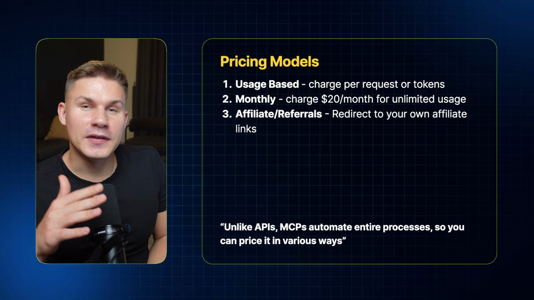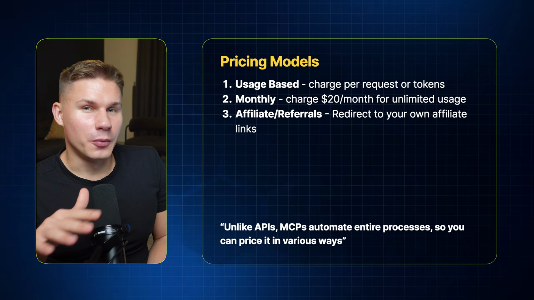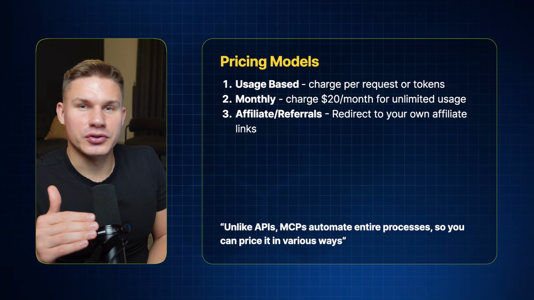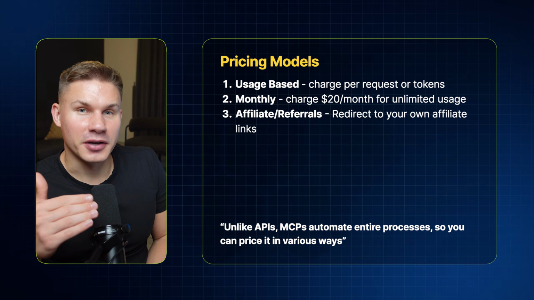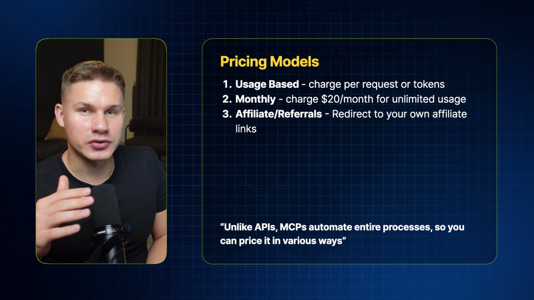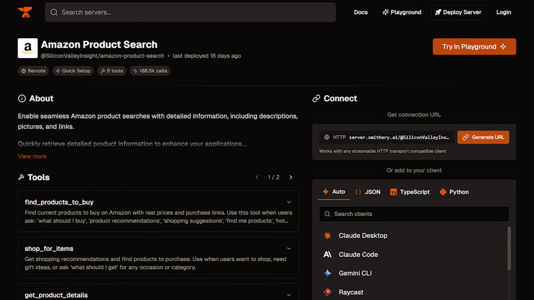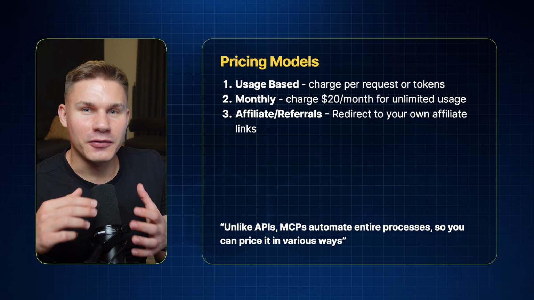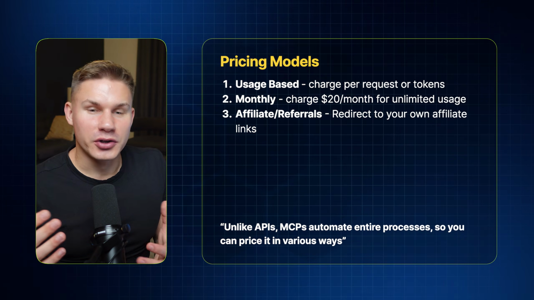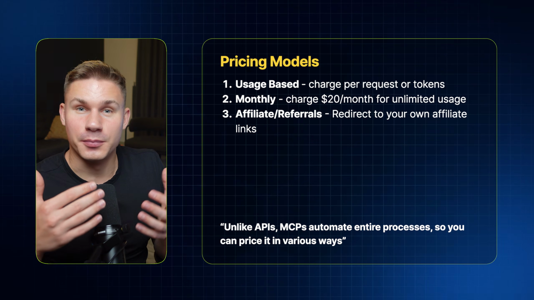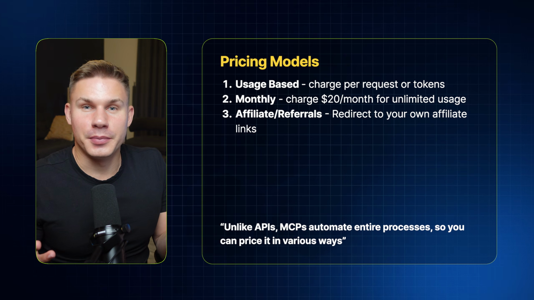Number 3, affiliate or referrals. With some MCPs, you can also charge a referral commission. For example, there's one MCP that recently went viral, the Amazon Product Search MCP. If I was building that MCP, I would simply use my own referral link, so that anytime an agent purchases a product from that MCP, I get paid as well.